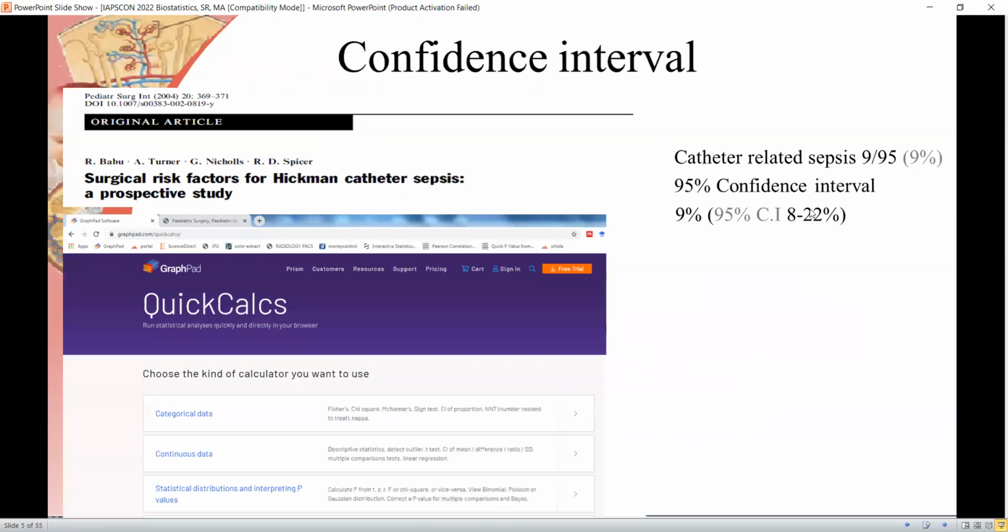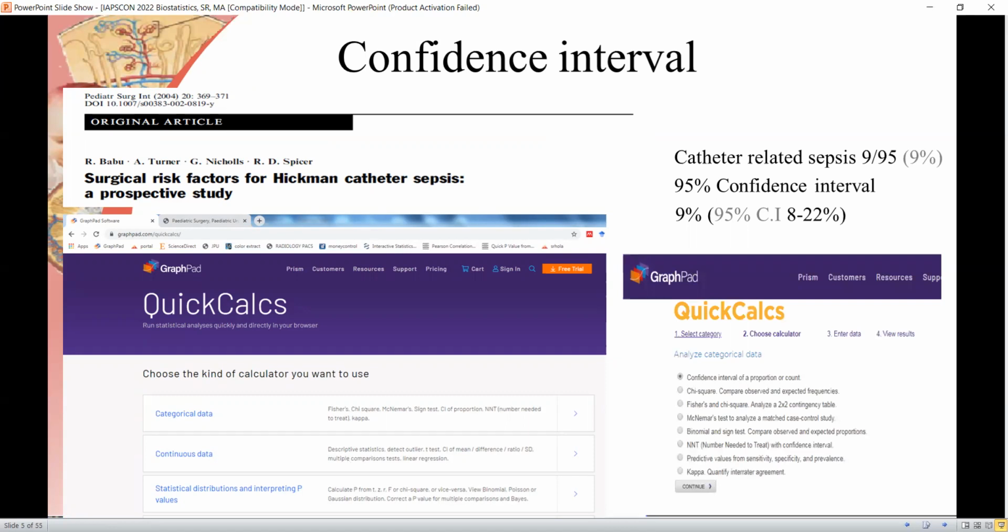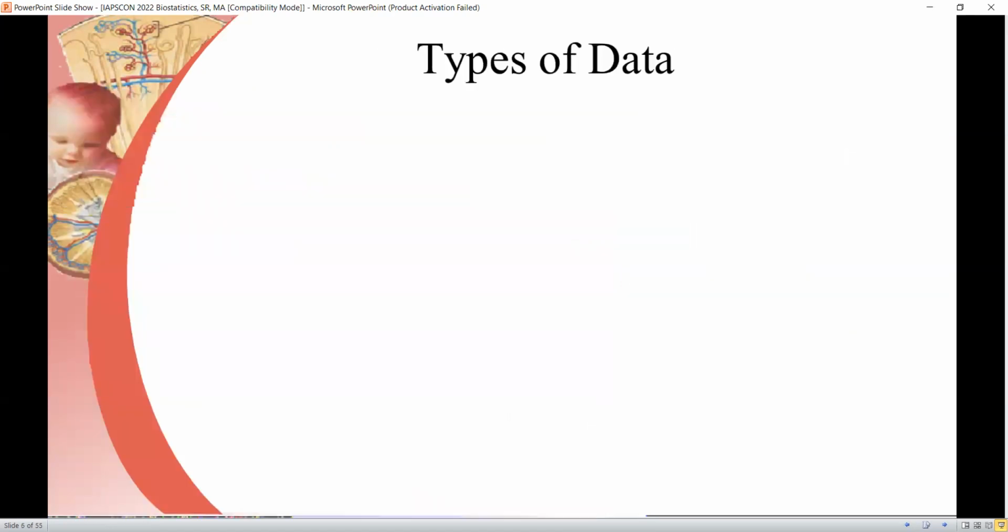For this, you need to use some of the calculators. Nowadays, a lot of calculators are available, like QuickCalcs, MedCalc, all the quick stats. You don't bother about the name, but at least know how you can work it out. Then you go to GraphPad QuickCalcs, which I often use, and all these options are there. Then you go to categorical data and confidence interval of a proportion, and you enter these two details, 9 and 95, and then you will get a confidence interval. It tells you how much confidence you can have that this particular proportion is what you will get again if you do the study.